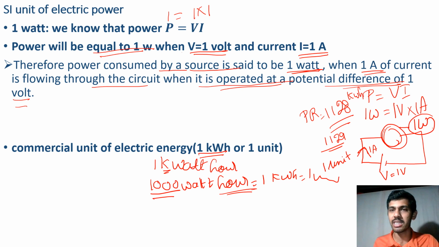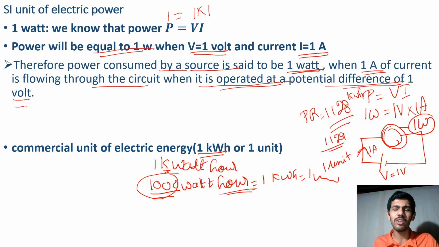For example, I am telling these values. If the present reading is 1128, and you use a device which consumes 1000 watts of electrical power for 1 hour, then after 1 hour the reading will be 1129 in your meter. That is the meaning.